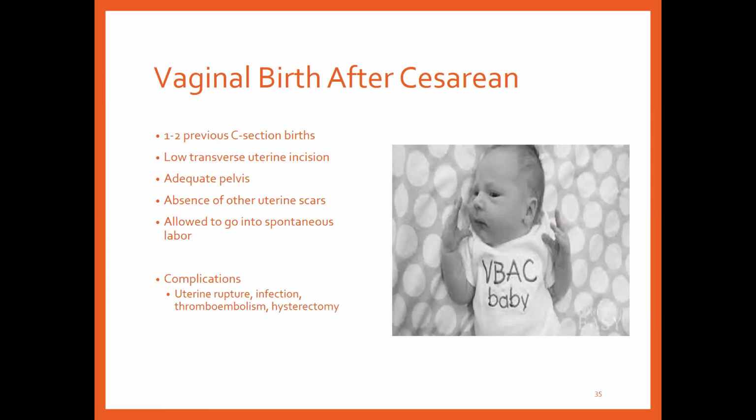Guidelines also include 1 to 2 previous C-section births, low transverse uterine incision, so that way you don't have that rupture of the uterus because it's already frail where it's been cut open before. You need to have an adequate pelvis because, again, if your pelvis isn't the right size, no matter how much you want the baby to come out that way, it may not happen. Absence of other uterine scars, allowed to go into spontaneous labor, so you don't get to pick the day that you want to have the baby. And then complications could, again, be uterine rupture, infection, thromboembolism, or hysterectomy.